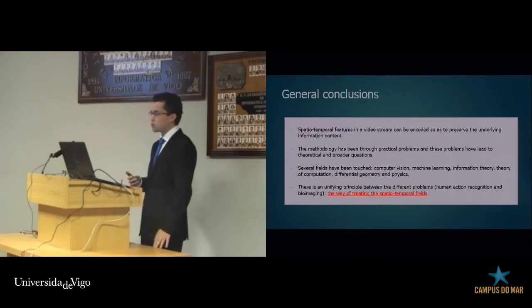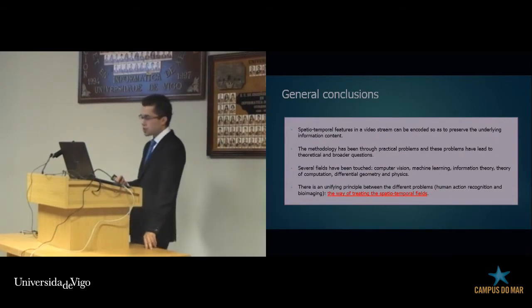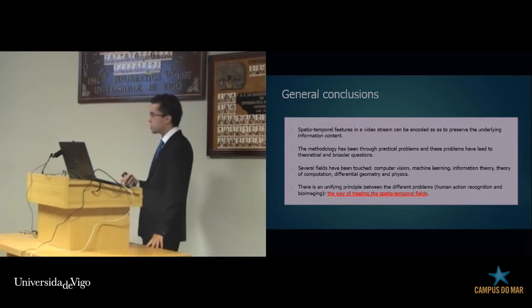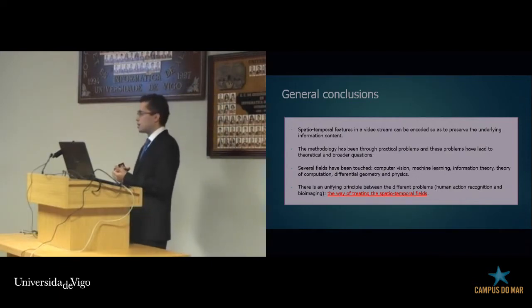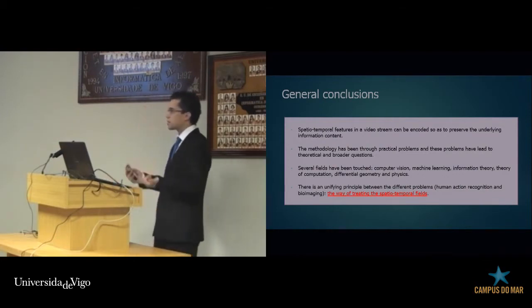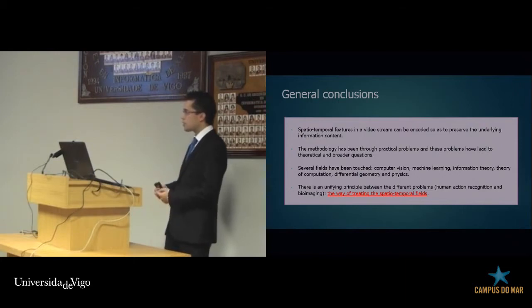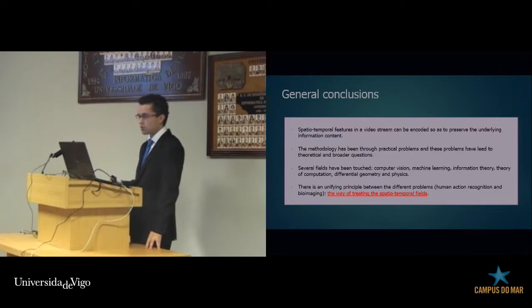And general conclusions about my thesis is, okay, spatio-temporal features in video stream can be encoded so as to preserve the underlying information content. So, for example, in human action recognition, this spatio-temporal phenomena can be represented in different spatio-temporal templates, and then in this new space you have a unique trajectory that corresponds with a unique movement. So I think it's really important to understand that.